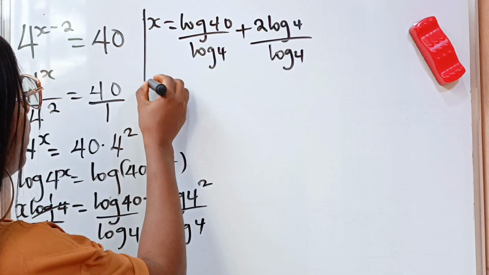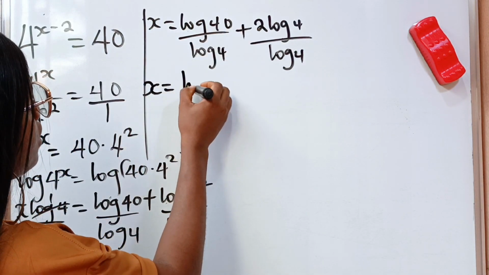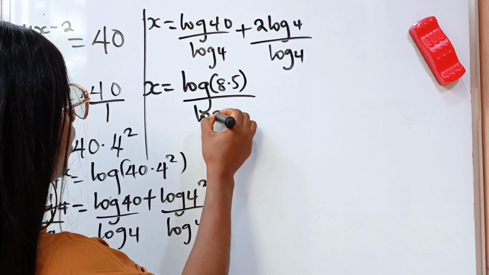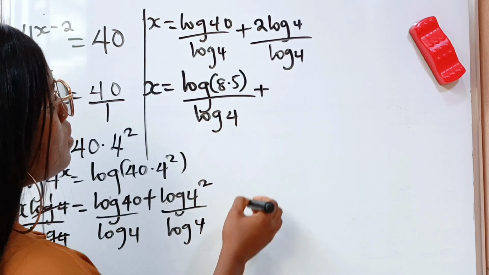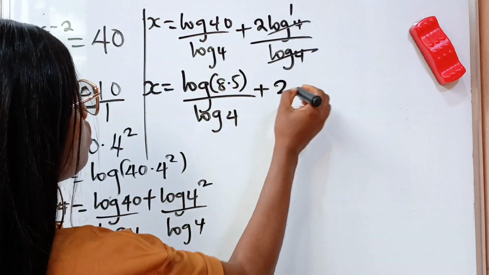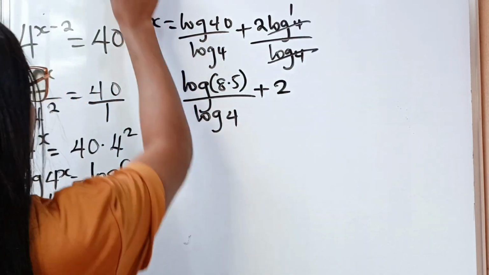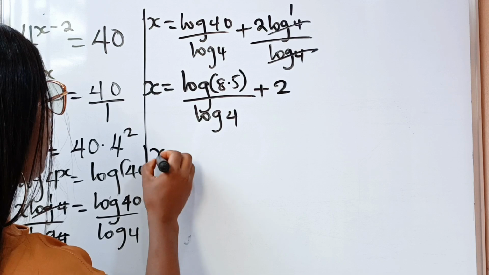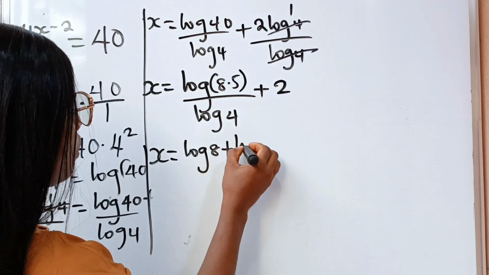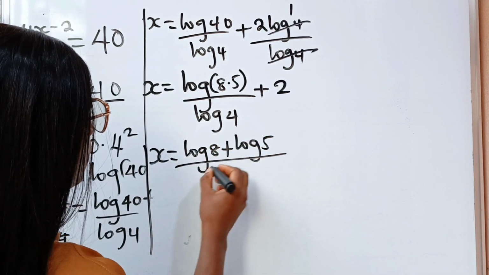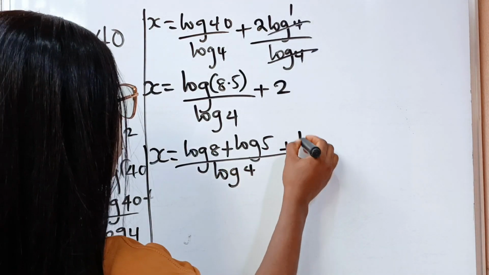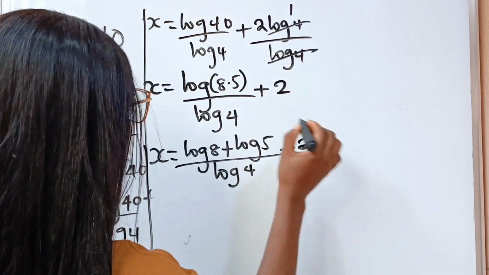Thank you. So now we have x is equal to log of 40, which can be expressed as 8 multiplied by 5, divided by log 4 plus, now log 4 will divide itself to give us 1 times 2 is 2. So this is what we have right now. So we have x is equal to, let's separate this as log 8 plus log 5, everything divided by log 4, plus 2, plus just 2.